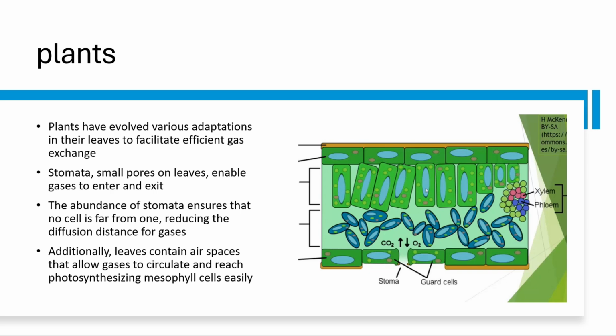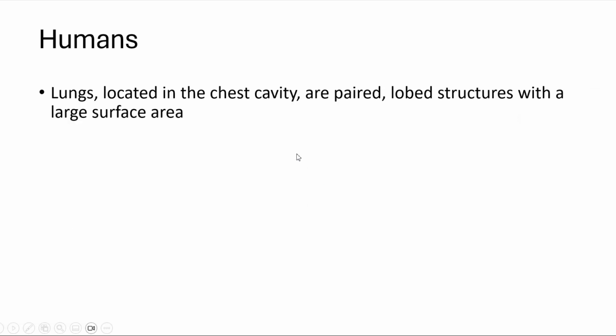The abundance of stomata ensures that no cell is far from a stoma. So every cell in the plant is near stomata, and that reduces the diffusion pathway. So I've got bare cells here and stomata there, so the gas doesn't have to travel that far. Additionally, leaves contain a lot of air spaces that allow gases to circulate and reach the photosynthesizing mesophyll cells easily. Okay, cool.